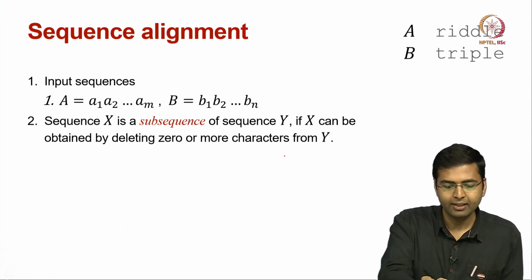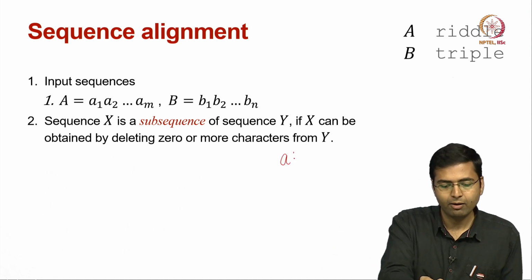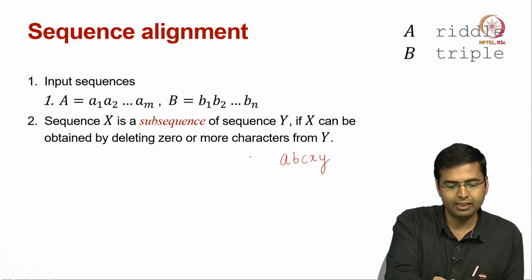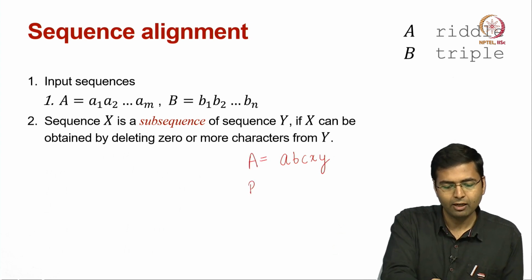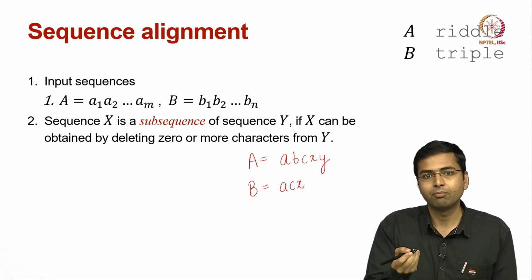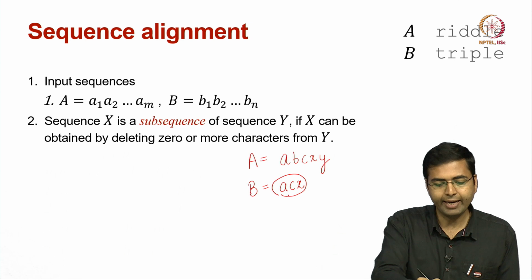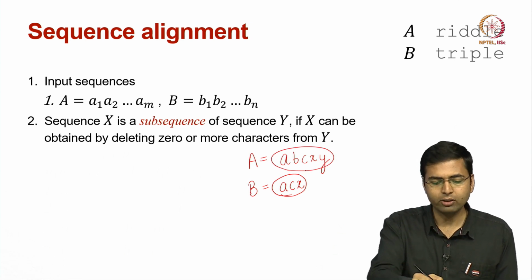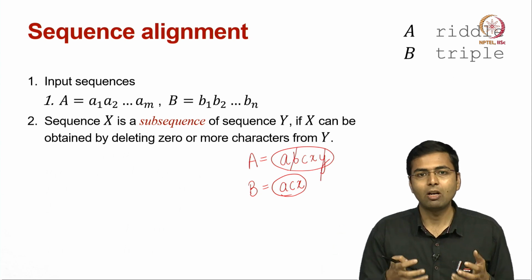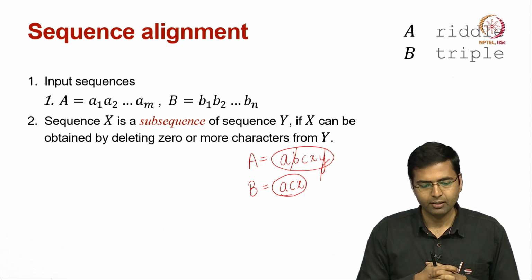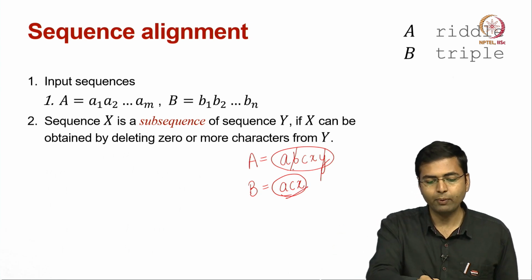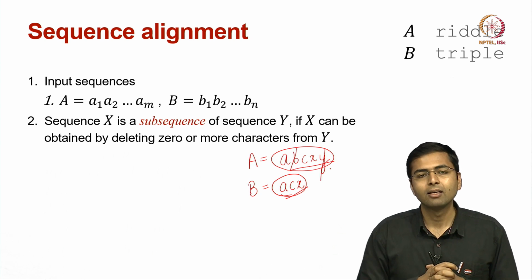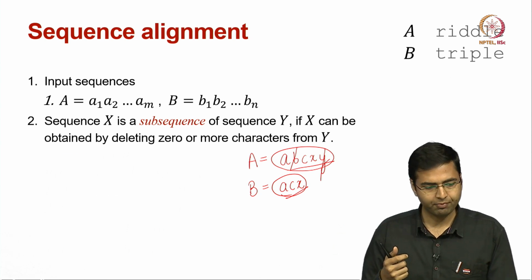So, for example, if my sequence A is A, B, C, X, Y, then A, C, X is a subsequence of sequence A, because I can obtain A, C, X by deleting B and Y from the longer sequence. So, A, C, X is a subsequence of A, B, C, X, Y. This is the definition of subsequence.